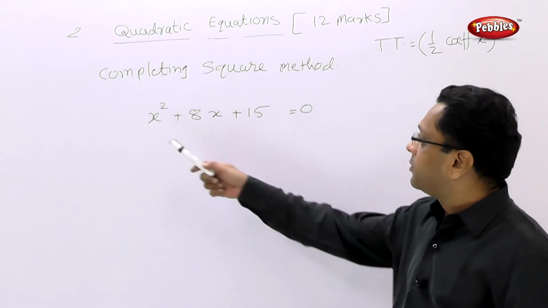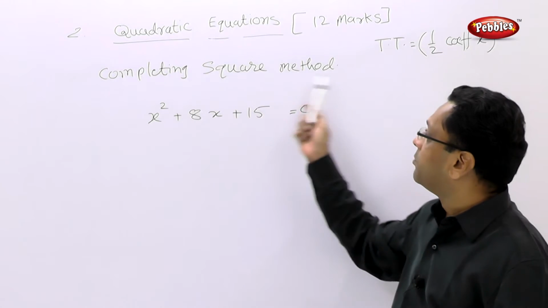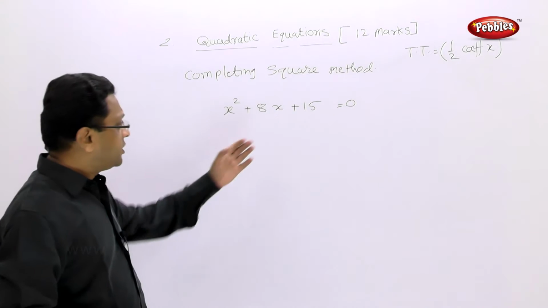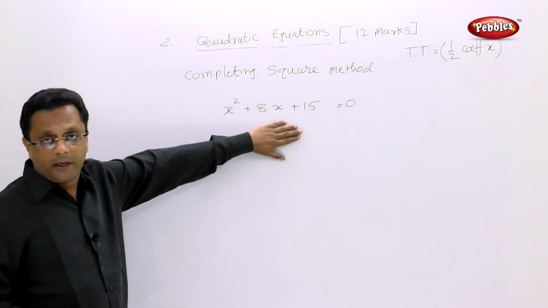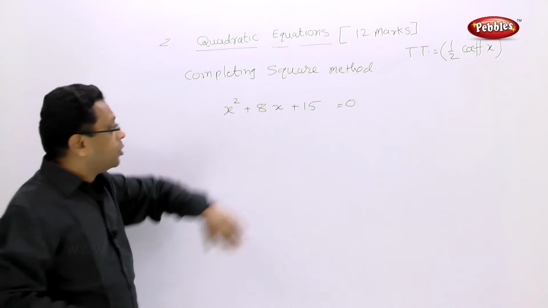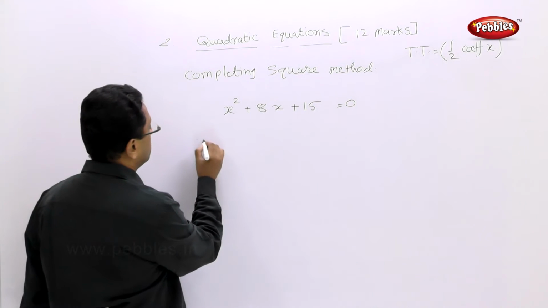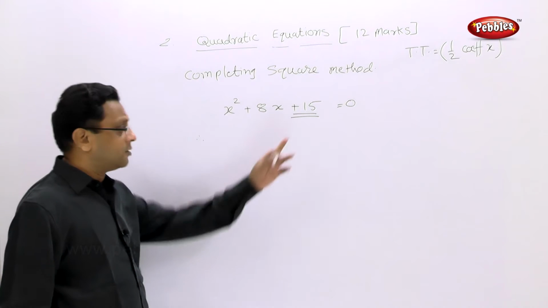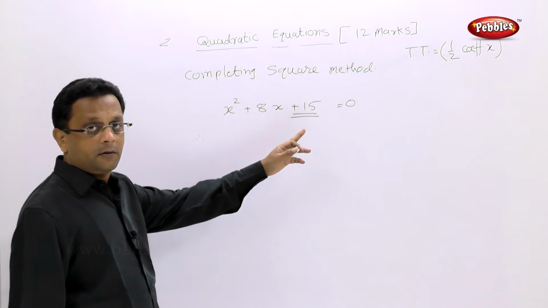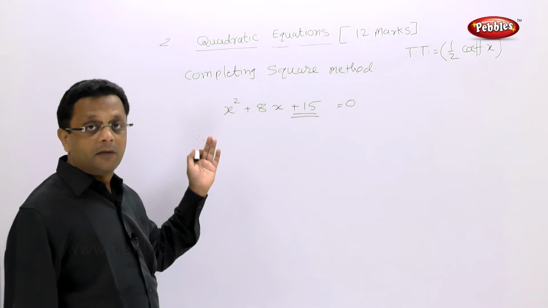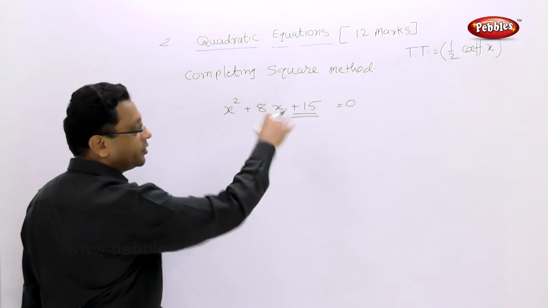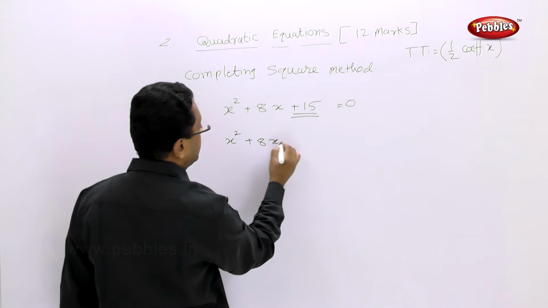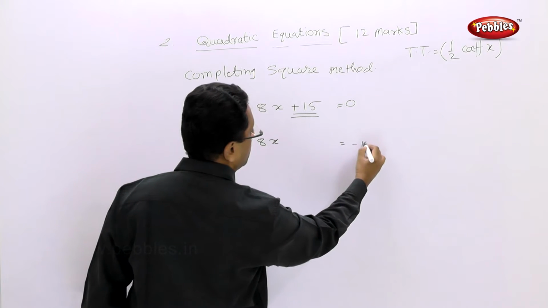Now in this example, we have to solve by the completing the square method. You can see that the left hand side is not a complete square, right? So first we will transfer the last term, because the last term we have to change, so that the left hand side will become a complete square. We'll shift this 15 there. So it will be x square plus 8x equal to minus 15.